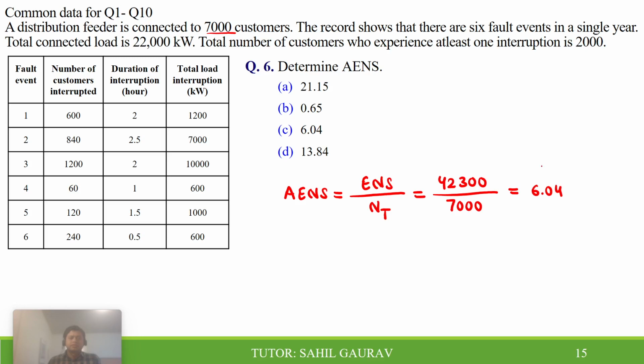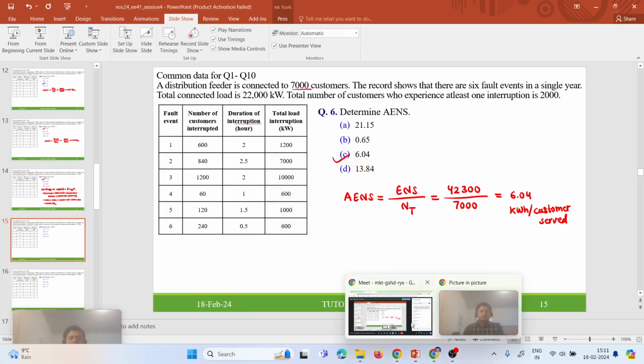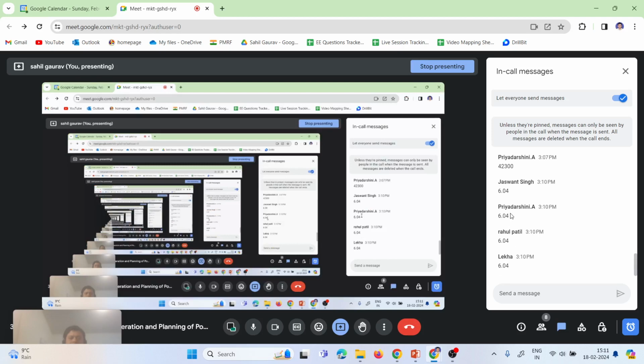I am not using units anywhere, but you can add the unit also. The unit of this one is kilowatt hour per customer served. So C is the correct answer. Yes, Lekha, Rahul, Patil, Priyadarshini, Jaswant, all of you are correct.